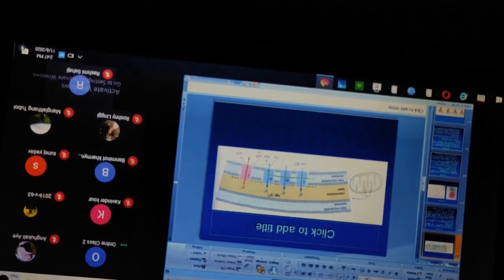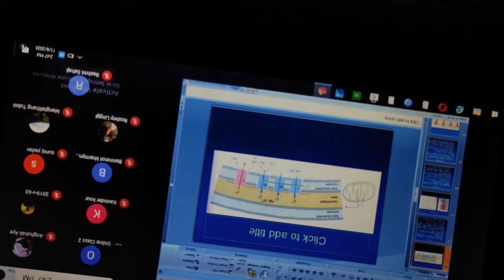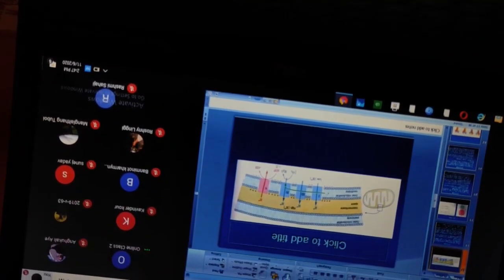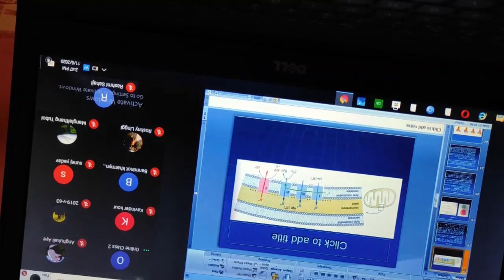Let me stop for a few minutes. I'll just take your attendance. We'll continue after I take the attendance. So, row number 1 is there.